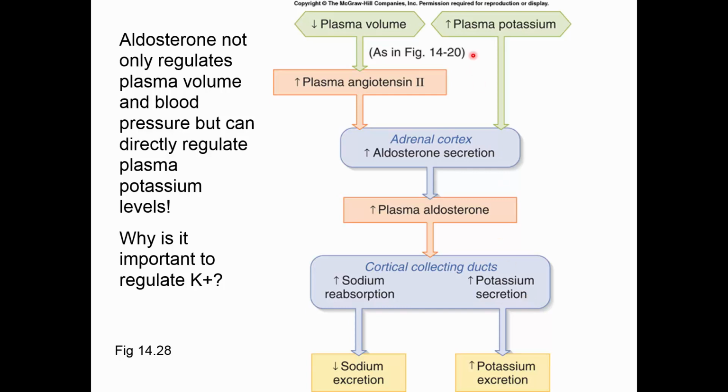So notice that an increase in plasma potassium will directly activate the adrenal cortex to release aldosterone to promote potassium secretion. And why is it important to regulate potassium? Well, I hope you all remember your Nernst equation and resting membrane potentials. So if potassium gets to be too high, that has a depolarizing effect on the resting membrane potential, and that can be deadly for the heart.